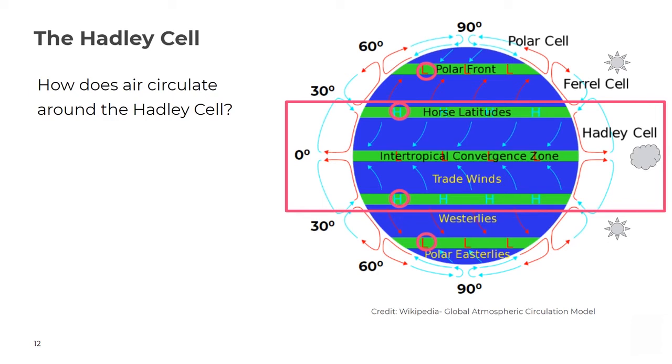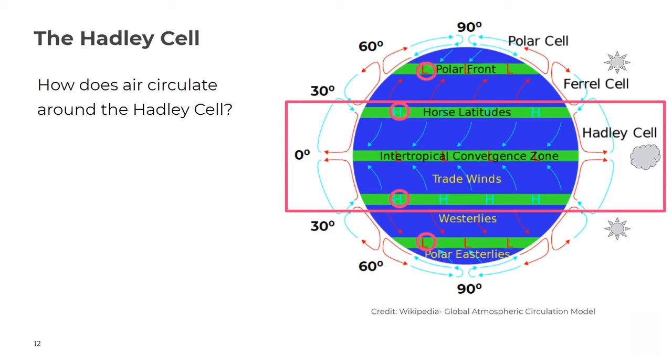Areas of high pressure at 30 degrees north and 30 degrees south have very low rainfall, and this is where you'll find desert areas. So you'll also notice on the diagram that there are arrows in the blue area of the diagram that go from the horse latitudes at 30 degrees north and south back towards 0 degrees at the equator. So if you remember, we said that air will travel from high to low pressure. So air from 30 degrees north and 30 degrees south will travel back to the equator at 0 degrees because it's travelling from high to low pressure.